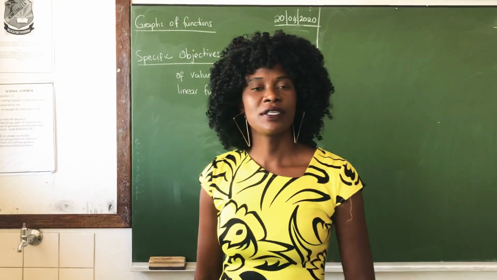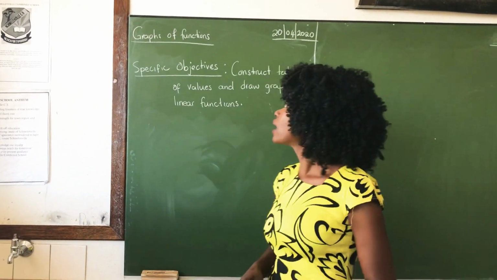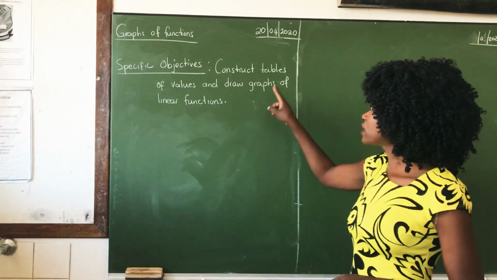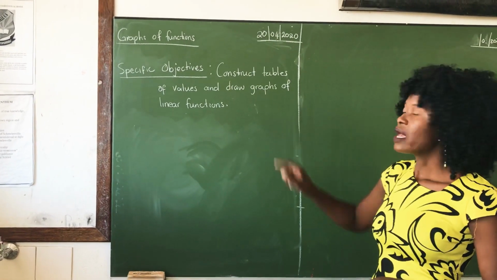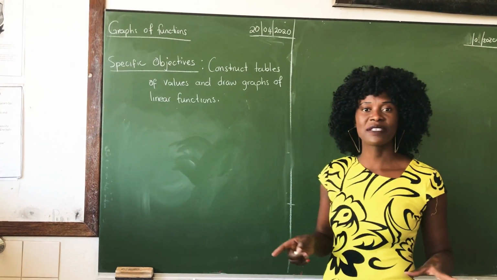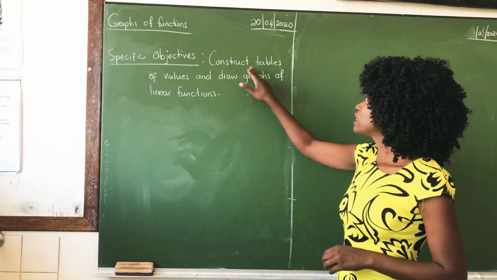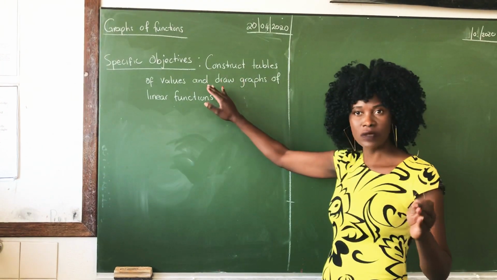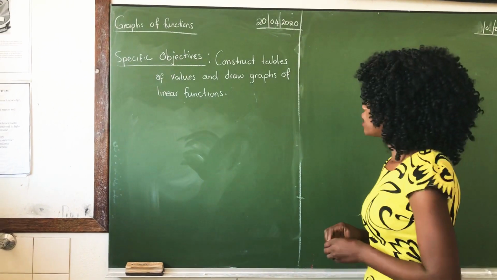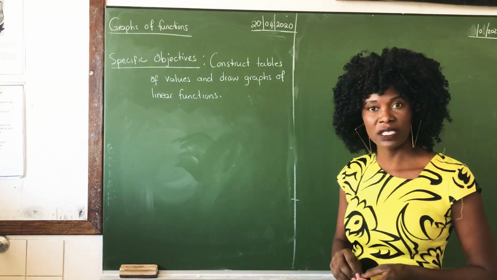Okay, today's lesson we're going to look at graphs of functions, and the specific objective there is to construct tables of values and draw graphs of linear equations. So in other words, by the end of this lesson we must be able to construct a table of values, and then from there we should be able to draw graphs of linear functions.